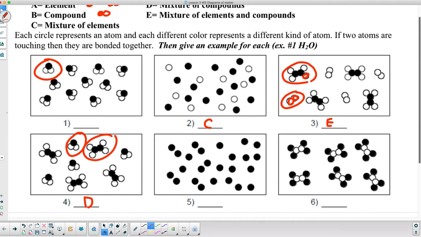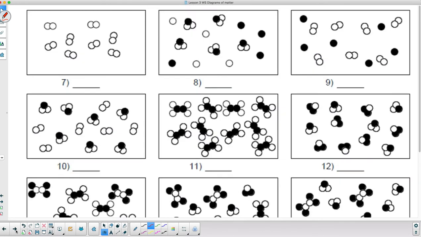Okay, so we know it's a compound when it's different types of circles that connect with each other. They must be touching. You can still have an element, like you see here, where you have two things touching, but they have to be the same thing that's touching. Okay, I'm not going to do this whole worksheet for you. I want you to see if you can figure out, as we continue on here, from 7 through 15, if you can get all of those.